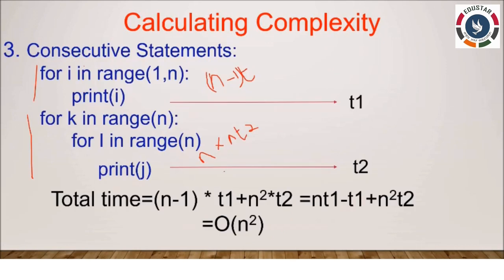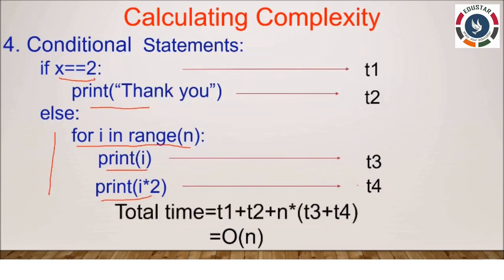And the third one, calculating complexity for consecutive statements. Here we are going to write the first for loop, for i in range of 1 comma n, and here I am going to first print the t1 value, and next we are going to print the t2 value. Here I am going to use a normal for loop, and then a nested for loop. If we use both concepts, this is called a consecutive statement. Based on this example we can get the Big O notation n square value.